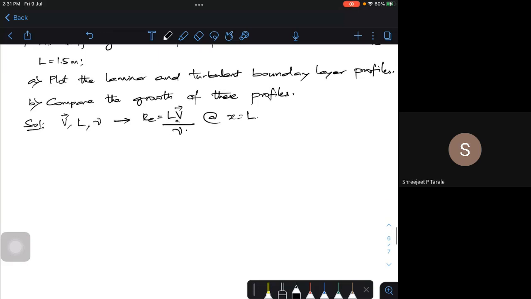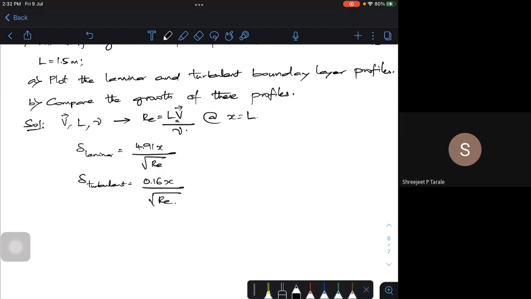Then I need to calculate delta laminar and delta turbulent. Hope you remember delta laminar: it is 5x by square root of RE, or to be very precise, theoretically it is 4.91x. Now for the turbulent, it is 0.16x divided by square root of RE, where for all these conditions x is equal to L. I am trying to take the length of it.